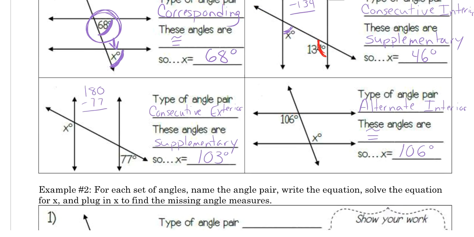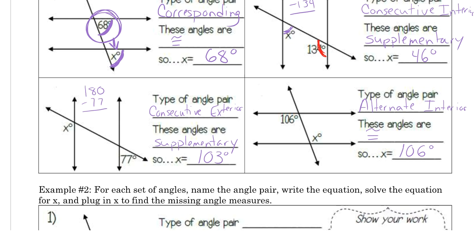Okay, so hopefully for the third part of example 1, you got that those were consecutive exterior angles, which means that they are supplementary. So you would have had to do 180 take away 77 degrees, and you would have gotten that x equals 103 degrees. And on the last part of example 1, those angles are on opposite sides of the transversal inside the parallel lines, which would make them alternate interior angles.